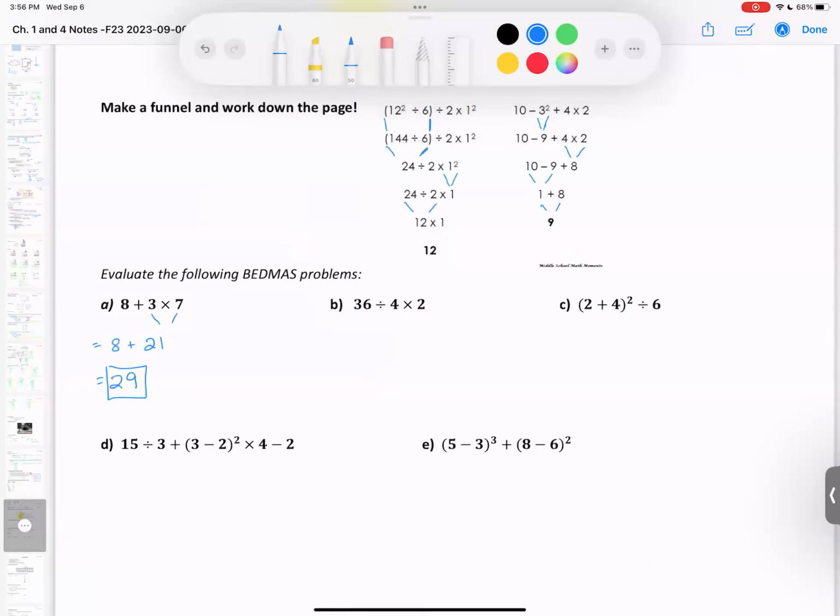Okay, let's do it together now. So we have a division that we want to do and a multiplication. We're going to do those left to right. So this gives us 9 times 2, which is 18.